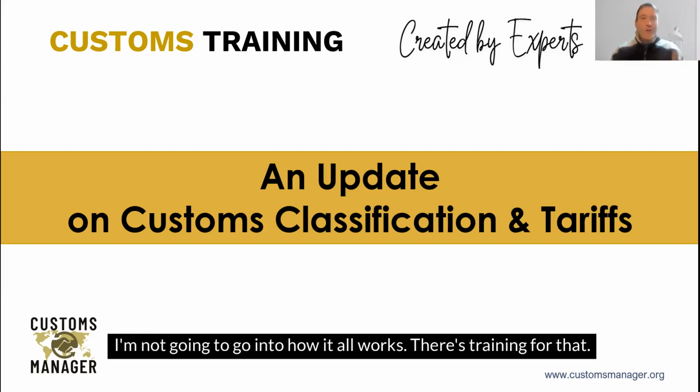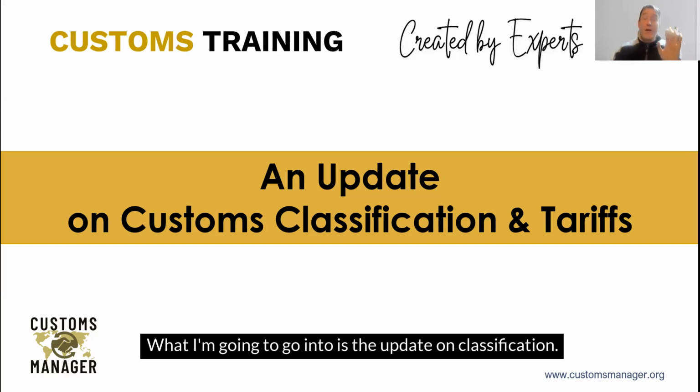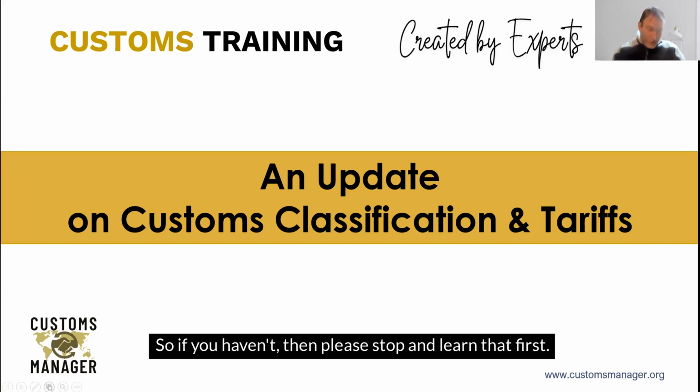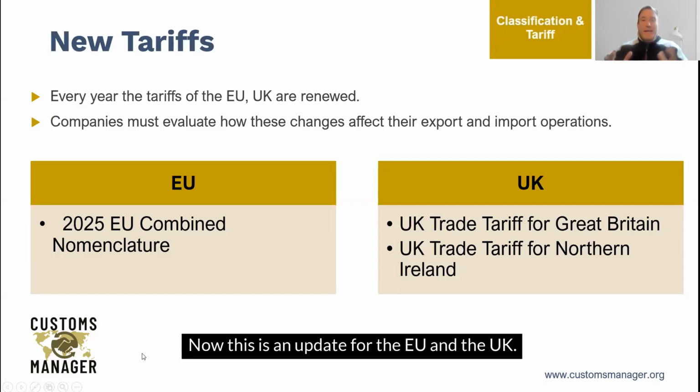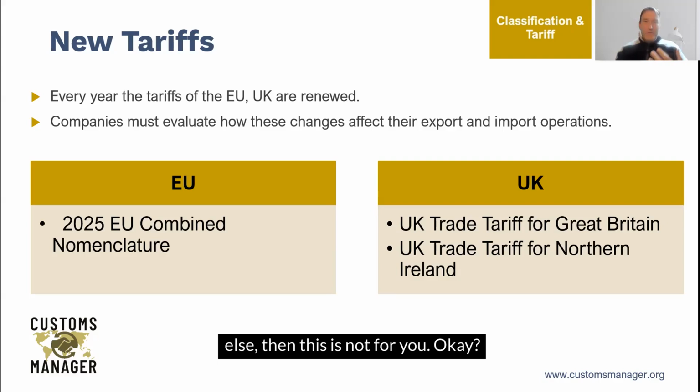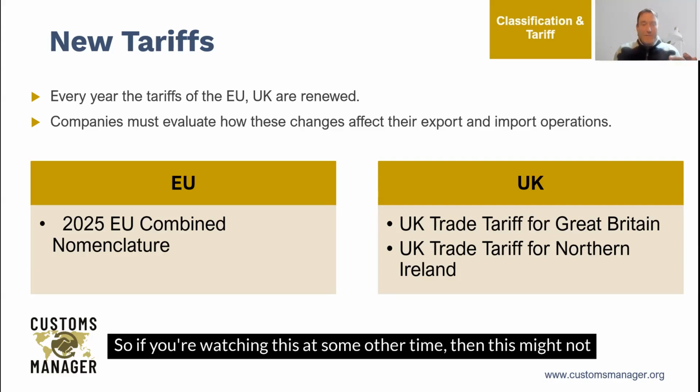I'm not going to go into how it all works. There's training for that. What I'm going to go into is the update on classification. So now I need to assume that you know what customs classification and tariff is. So if you haven't, then please stop and learn that first. Now, this is an update for the EU and the UK. If you're in the US or you're anywhere else, then this is not for you, okay? We are also talking about 2025.